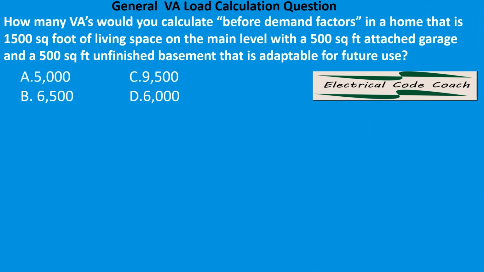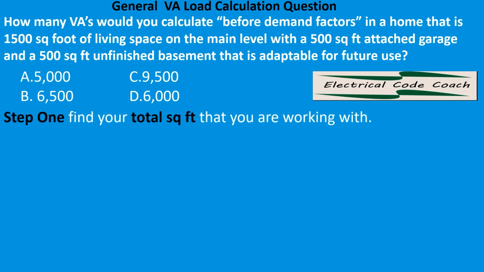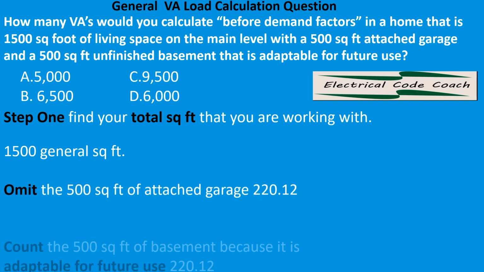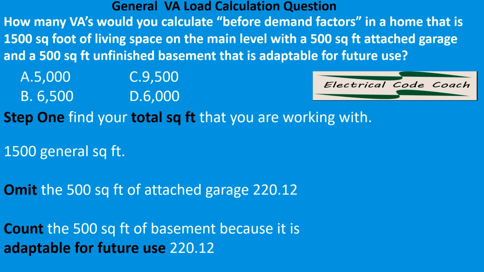Great job. How many VAs would you calculate before demand factors in a home that is 1,500 square foot of living space on the main level with a 500 square foot attached garage and 500 square foot of unfinished basement that is adaptable for future use? So the first thing that we're going to do is we're going to find out the total square foot that we're working with. We have 1,500 general. We're going to omit the 500 of the garage, but we're going to count the 500 of the basement because the question states that it's adaptable for future use. We're going to total those together, and that's going to give us 2,000 square foot total.